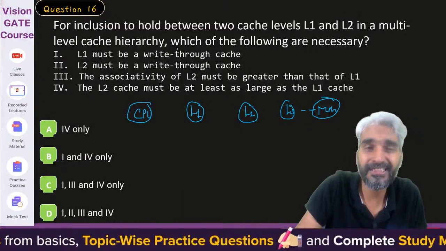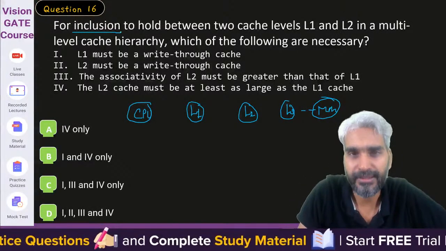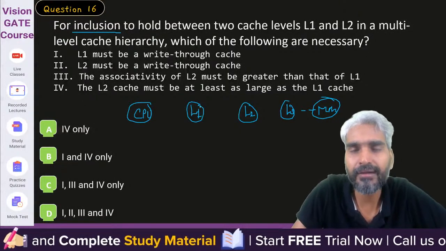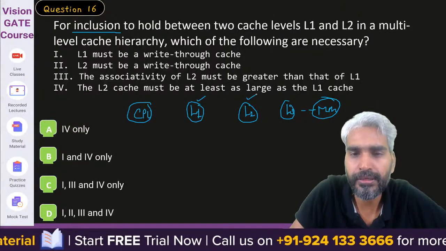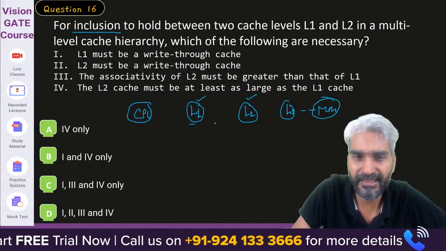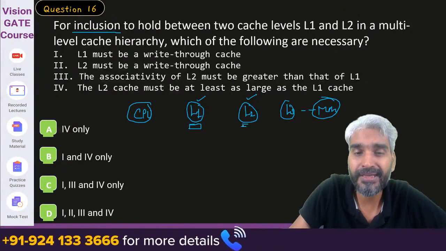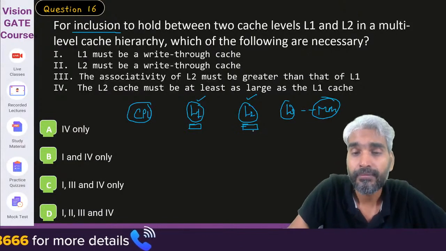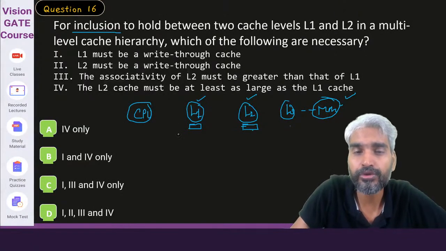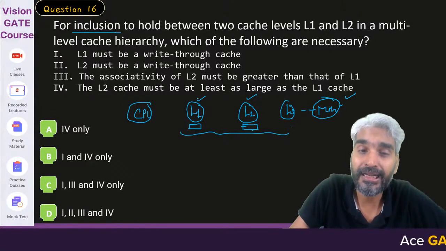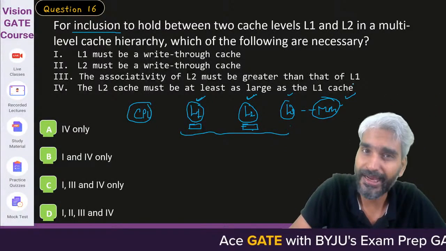Now it is saying inclusion. What is inclusion? Inclusion means that whatever block numbers are present in the level 1 cache should also be present in the level 2 cache. That is, the blocks of L1 must be included in the blocks of L2, and blocks of L2 must be included in L3. Main memory includes all the blocks of the cache, because ultimately the information will come into the cache from main memory.